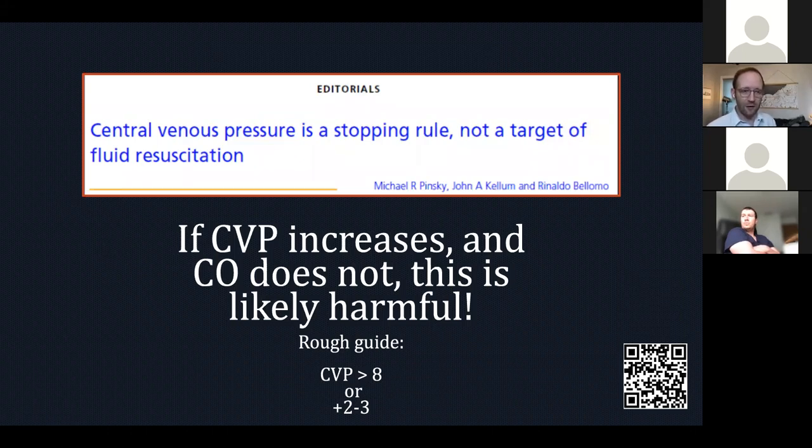Or if the CVP rises by more than 2 or 3 and you can't show that your cardiac output rose, you should also consider that's maybe harmful. The right ventricle distends really, really easily. And so once you see that CVP rise by a couple points, if it's not resulting in forward flow, it is resulting in RV distension.